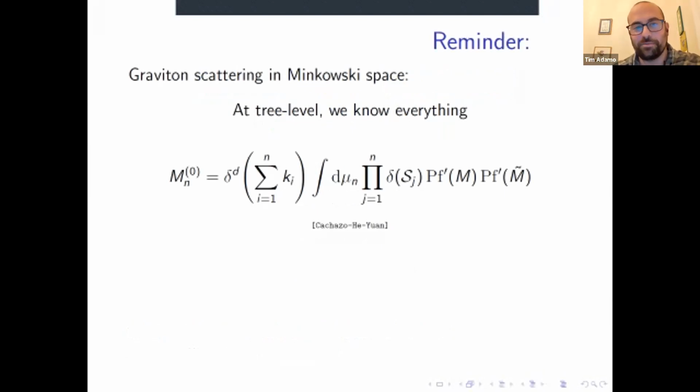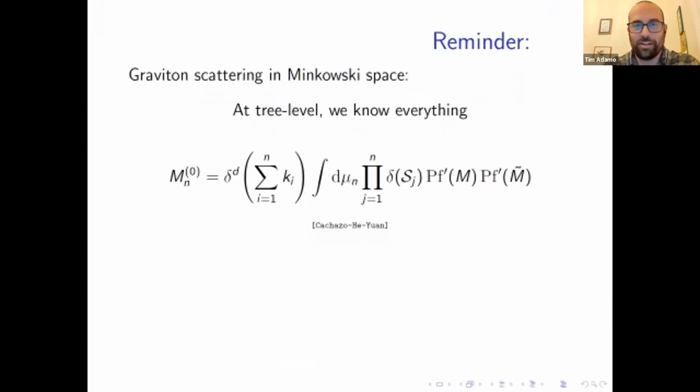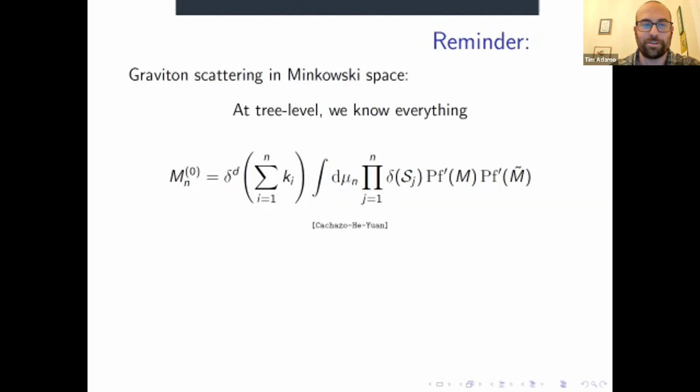Okay, so just to get us all started off on the same page, I'd like to remind us of something that we've seen multiple times already this week, which is that when it comes to graviton scattering in Minkowski space, at tree level, we know everything. And by that I mean we have formulae for the complete tree level S matrix of gravity perturbatively around Minkowski space.